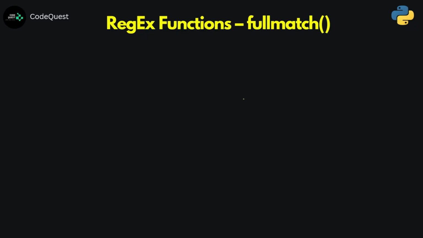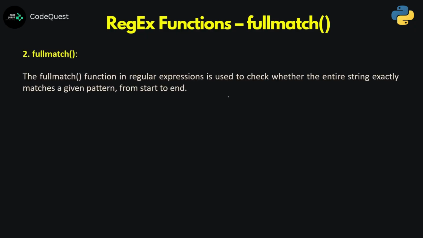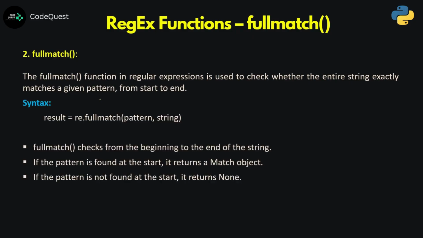Now the second special function is your fullmatch. The fullmatch function in regular expressions is used to check whether the entire string exactly matches the given pattern from the beginning to the end. The syntax is pretty much similar to your match function. Now we have fullmatch here, and the first argument is the pattern that I'm going to search, and this is the given string. It is going to check from the beginning till the end of this string whether this entire pattern is available or not.